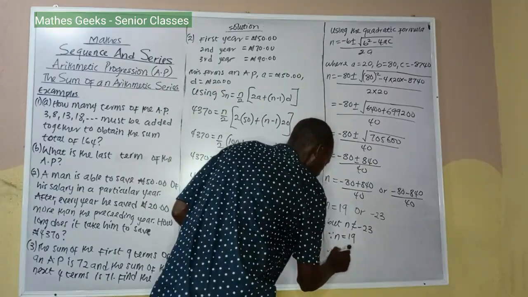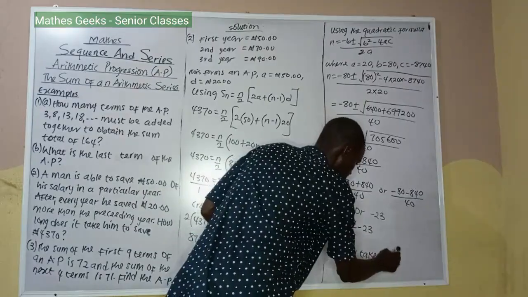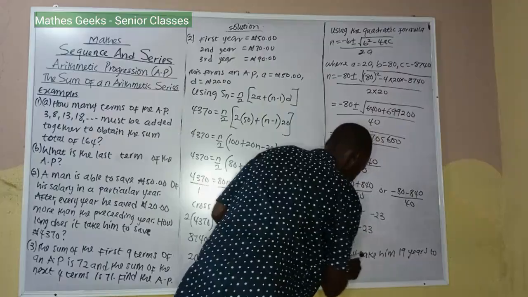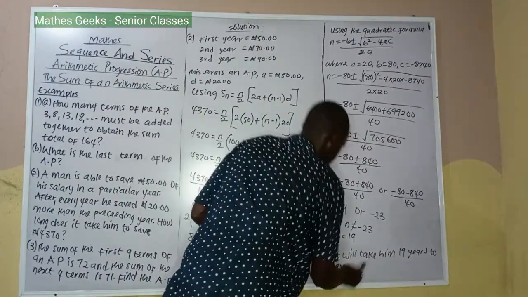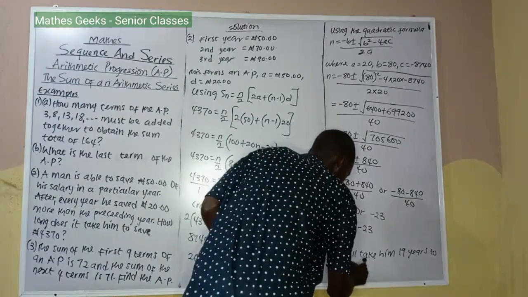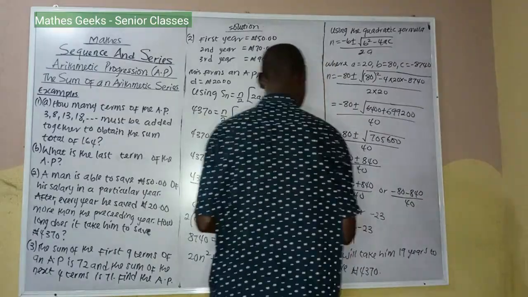Therefore it will take 19 years to save. It will take him 19 years to save 4,270 naira.